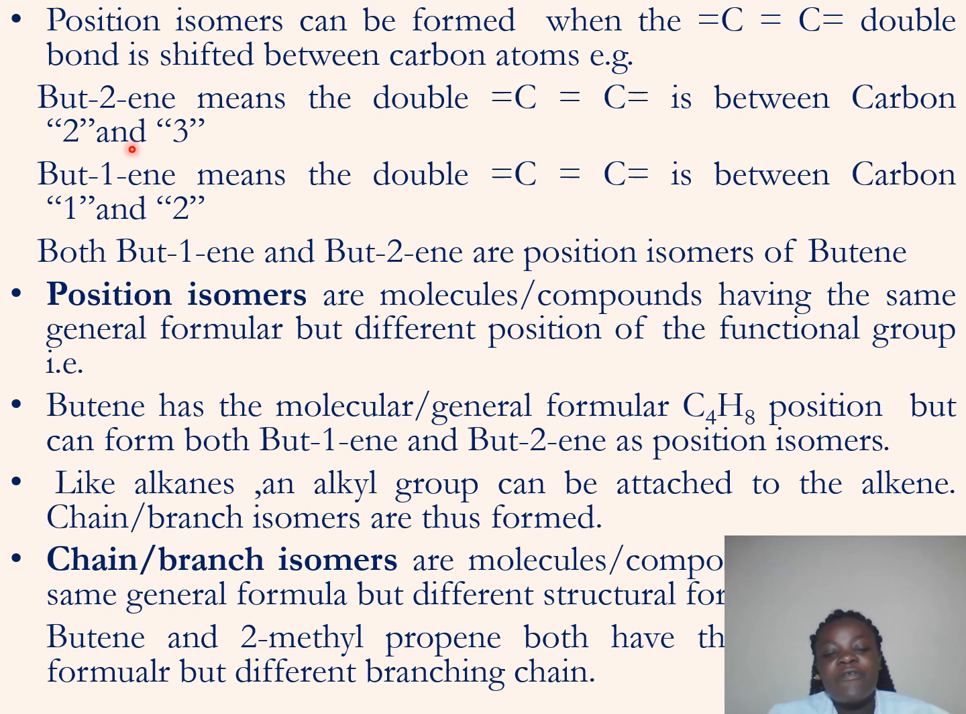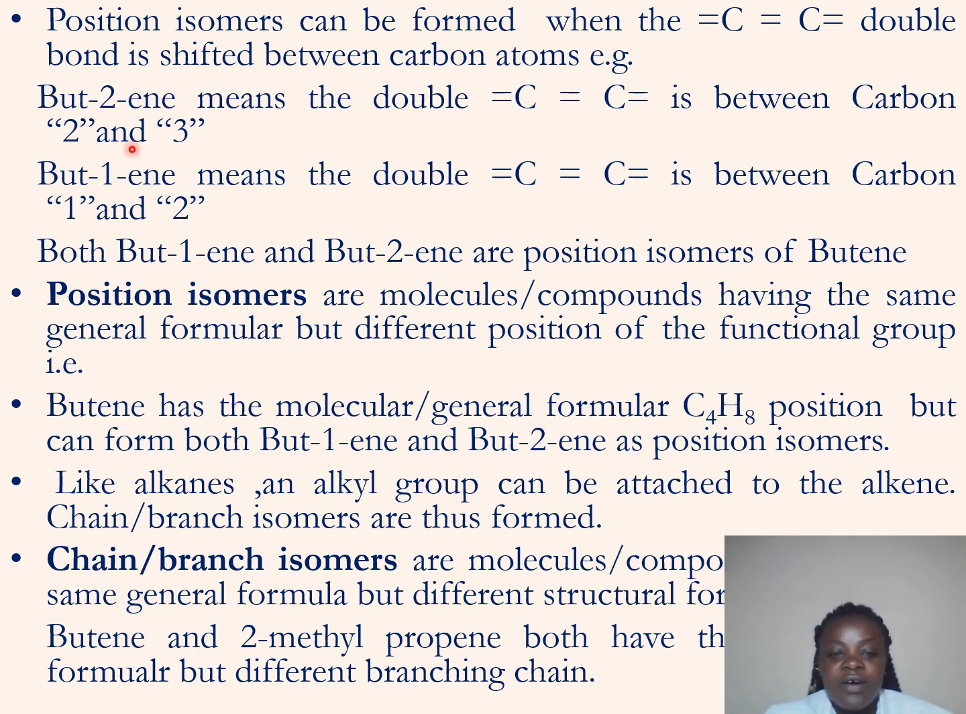So for butene, for example, it has 2 position isomers. We have but-1-ene, that is when the position of the double bond is between carbon 1 and 2, and also we have but-2-ene when we have the double bond between carbon 2 and 3, right?